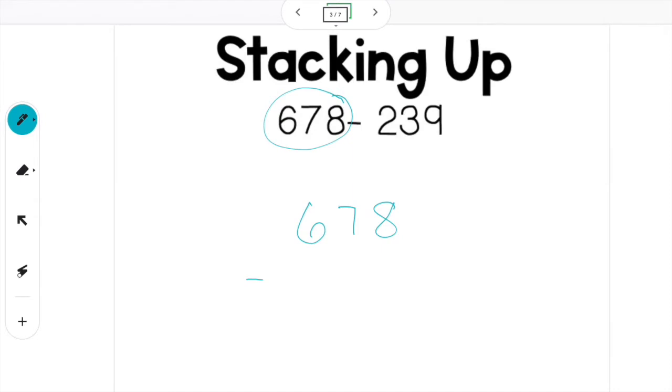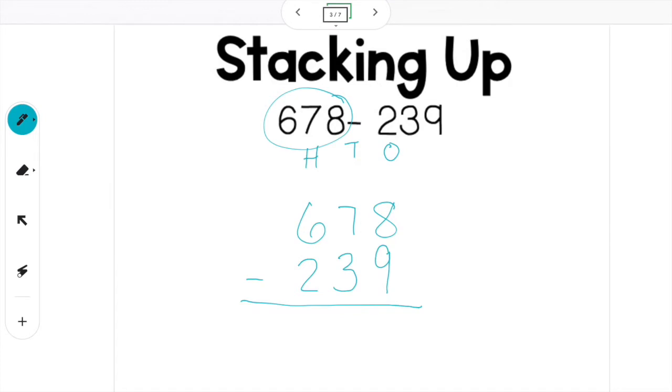Now I need to make sure that all of my numbers line up. So my 1s line up, my 10s line up, and my 100s line up. So I have a 9 in my 1s place, so I'm going to line that underneath my 8. I have a 3 in the 10s place, so I'm going to line that up underneath my 7. And then I have 200, so I'm going to line that up underneath the 6. And I'm going to go ahead and put my equal sign down below. So now I need to see if I can subtract the 1s place. So 1s, 10s, and 100s, I'm going to write that at the top.